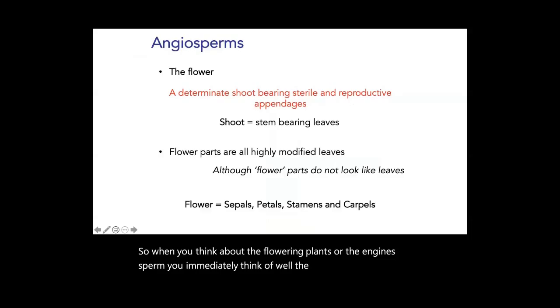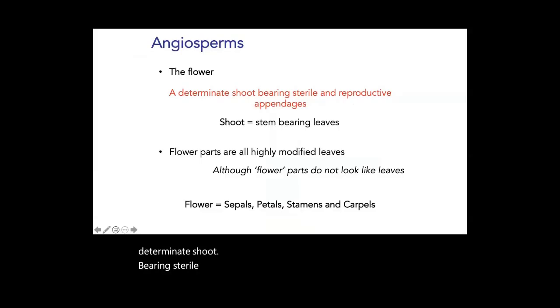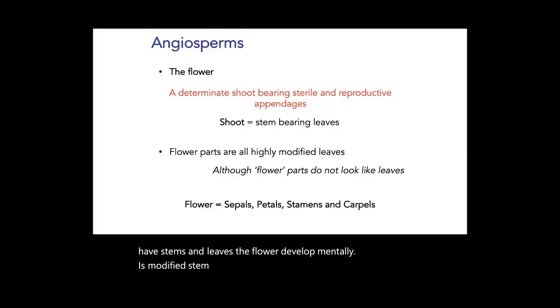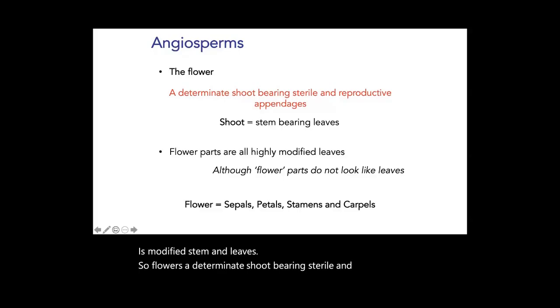All right, so let's go through and do some definitions. Okay, so a flower is a determinate shoot bearing sterile and reproductive appendages. Effectively, the flower developmentally is a bunch of leaves, okay? Shoots, and on the shoot is a stem bearing leaves. So we're gonna have stems and leaves. The flower developmentally is modified stem and leaves, okay? So a flower is a determinate shoot bearing sterile and reproductive appendages.